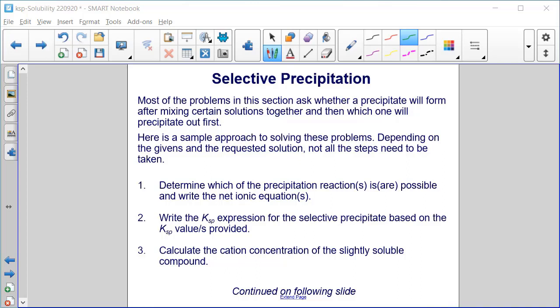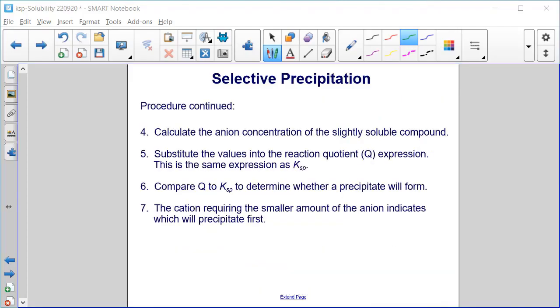3, calculate the cation concentration of the slightly soluble compound. 4, calculate the anion concentration of the slightly soluble compound. 5, substitute the values into the reaction quotient expression. This is the same expression as KSP. 6, compare Q to KSP to determine whether a precipitate will form. 7, the cation requiring the smaller amount of the anion indicates which will precipitate first.